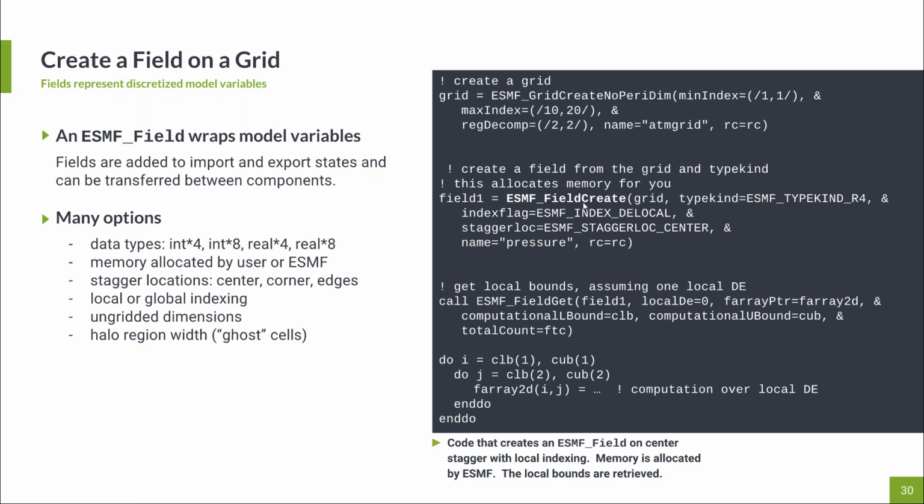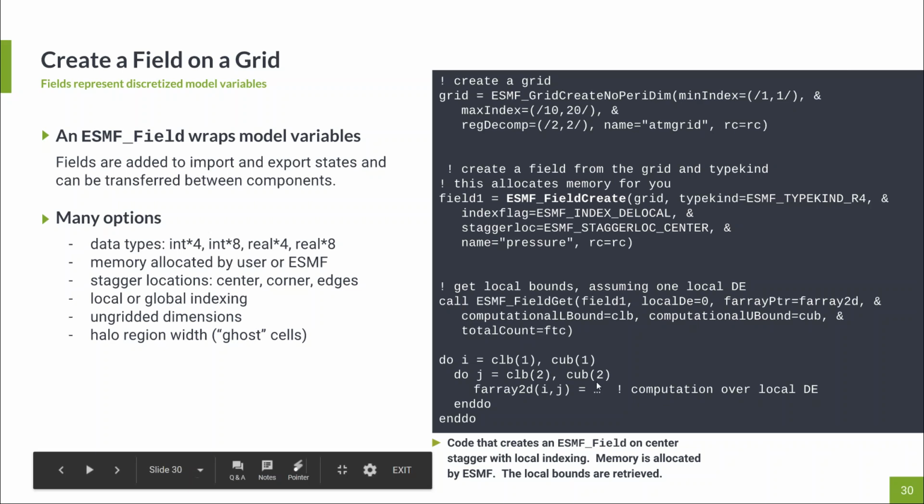After you create the field, you now have a distributed object and memory has been allocated for it. So you will need to get, on any given PET, the set of local bounds that PET is responsible for. Using this call, field get, we can get the lower and upper bounds and then do the computation over that part of the domain.